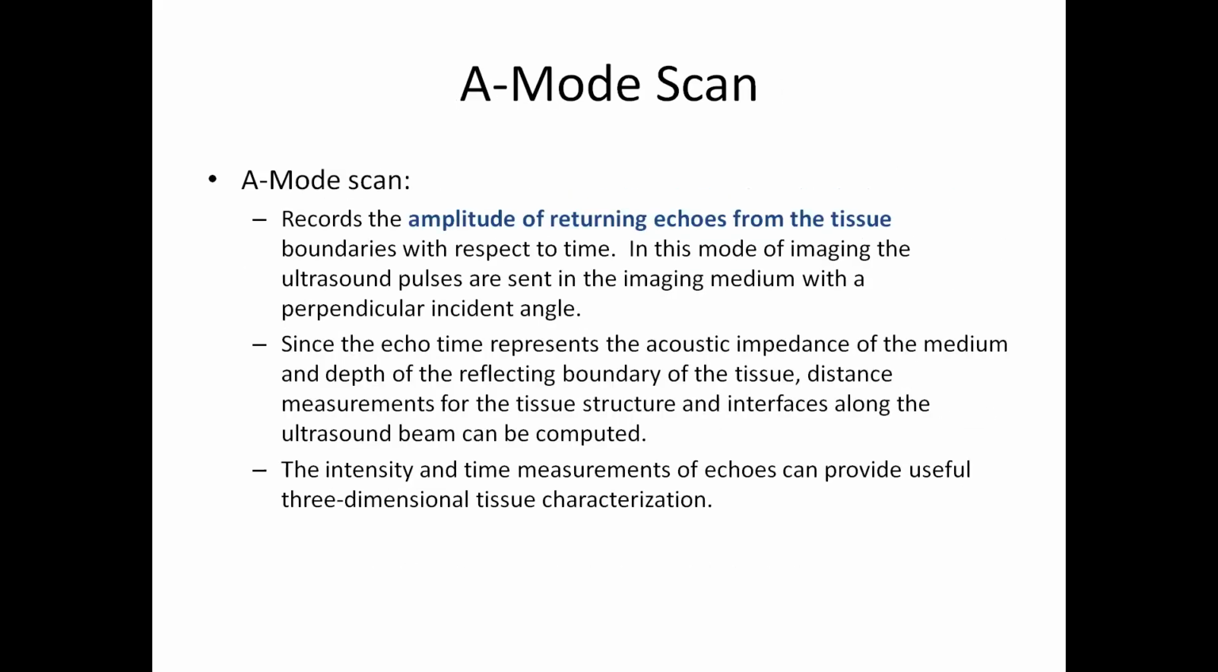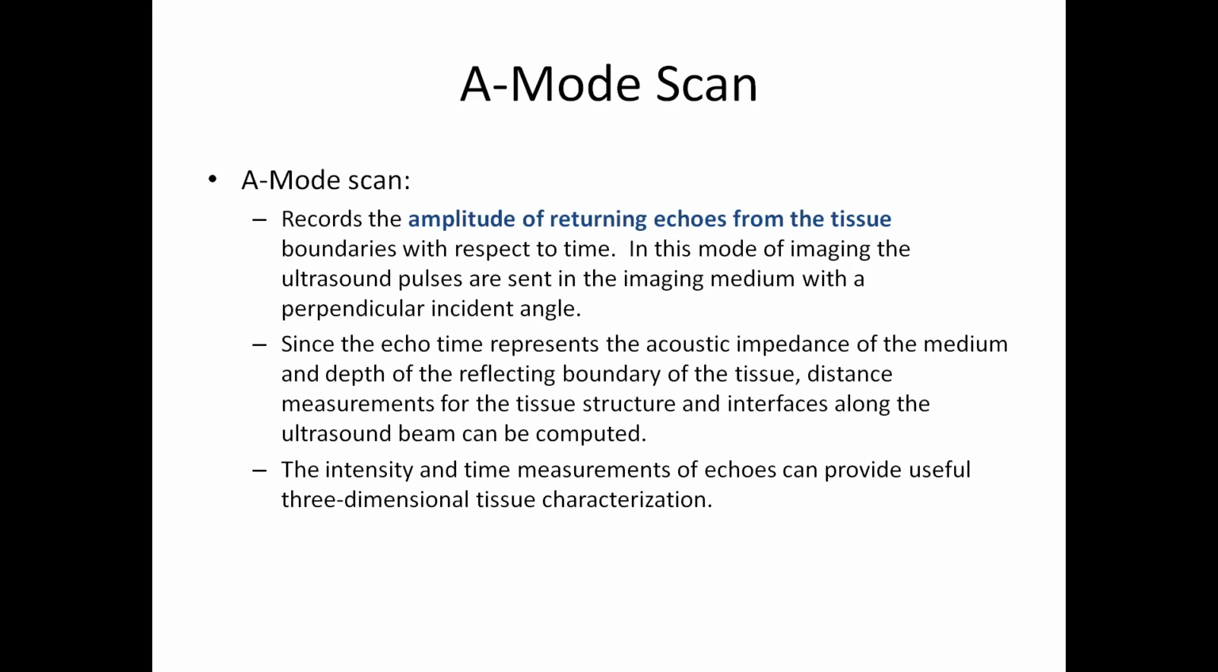Briefly, I will mention the A mode scan. The main intention of this A mode scan is that it records the amplitude of returning echoes from the body tissue boundaries with respect to time. So the main objective of the A mode scan is the amplitude of the returning echoes from the tissue boundaries with respect to time.